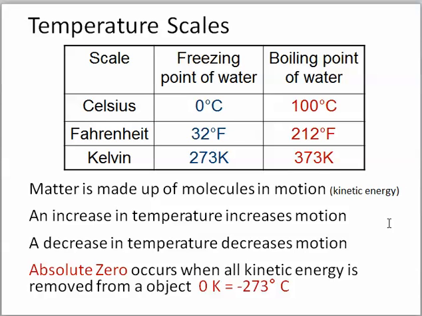This will happen all the way down to a projected absolute zero. This occurs when all kinetic energy is removed from an object. If temperature is measuring energy, then if we could get rid of all the energy, there would be no temperature. And we call this absolute zero. And that's 0 Kelvin, or negative 273 degrees Celsius.